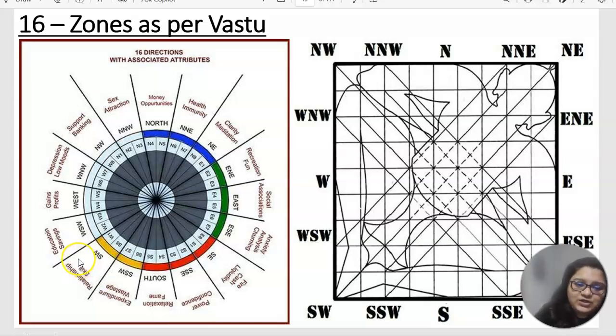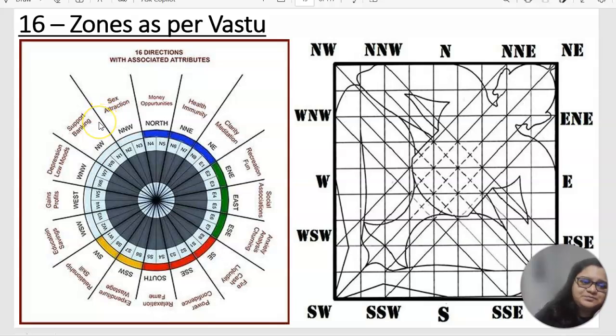From there, your next 22.5 degrees creates your southwest zone, a zone that basically deals with relationships, skills, etc. Next 22.5 degrees is west southwest, dealing with education and savings. From that, the next 22.5 degrees deals with west zone that deals with gains, profits, etc. This is also a zone that is associated with Lord Shani. From here, you have the next zone, which is again 22.5 degrees, which is west northwest. This zone completely deals with depression and low moods, and all of those psychological aspects of it.